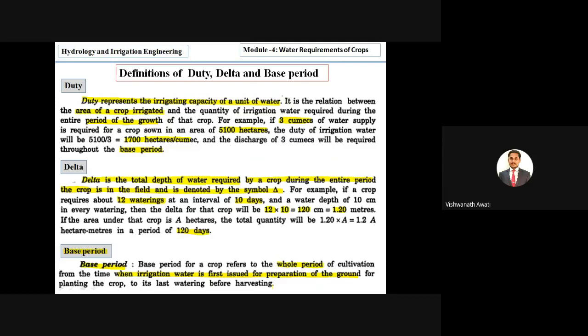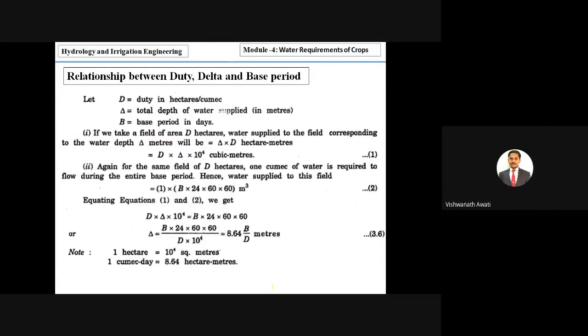And base period is what? It is the time between the first watering for the preparation of the land for the plantation to the last watering for the harvesting. It is mainly related to the water supply to the crop. Next, we'll go for the relations between these three terms, right?